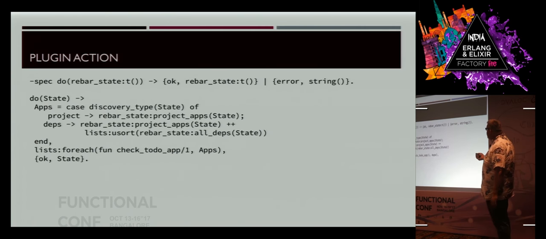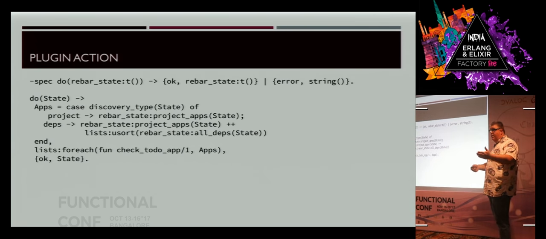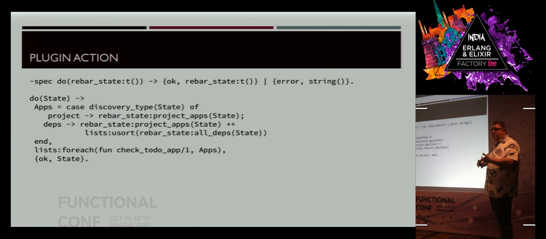The next part is the action. So what should we do? You can see here that this is a really straightforward thing. The first thing is we're going to discover type, so that's carried around in the state. The state is Rebar state, and that has all the applications that Rebar scans and the dependency list and all of that stuff. It's all carried around in that variable state.